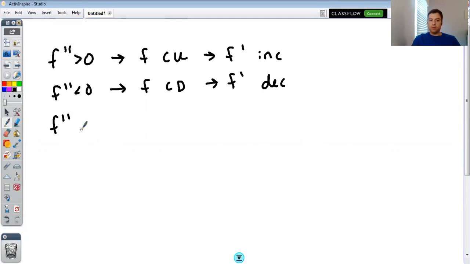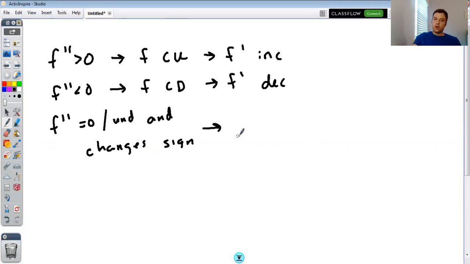If f double prime equals 0 or undefined and changes sign, we call this a point of inflection for f. But don't forget, these are also f prime's local extrema.